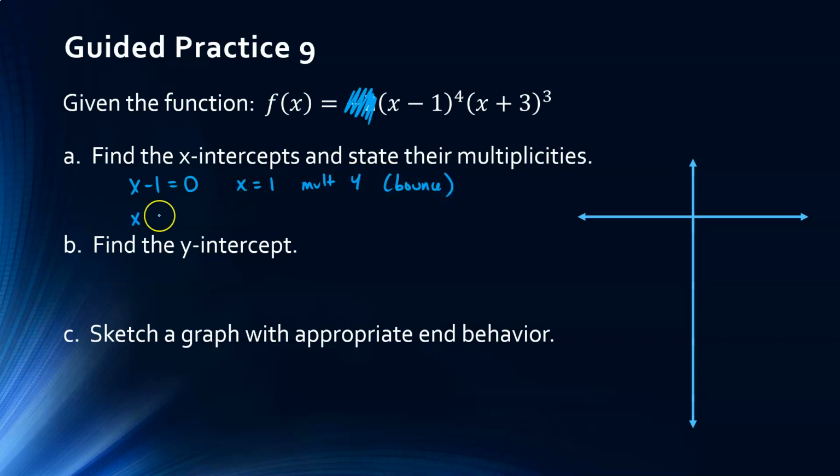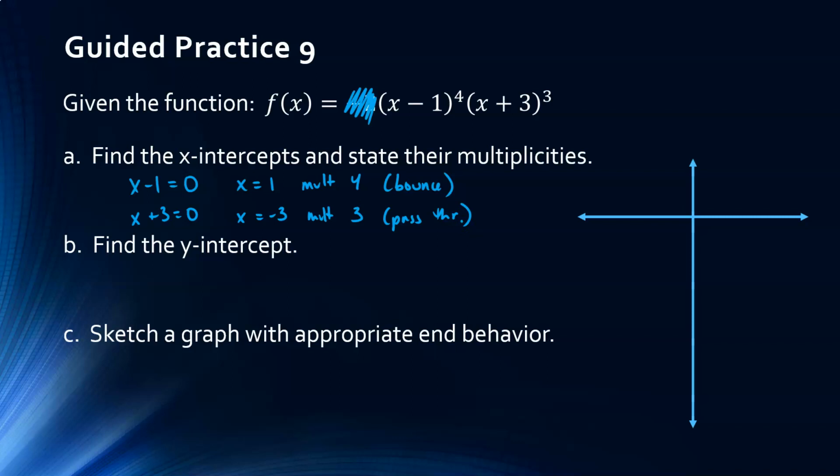And then, let's start with x plus 3, set that equal to 0. When you solve it, you get negative 3. And at that point, you're going to have a multiplicity of 3. And you'll have a pass-through there. I'll just abbreviate that. So I have a pass-through at negative 3.